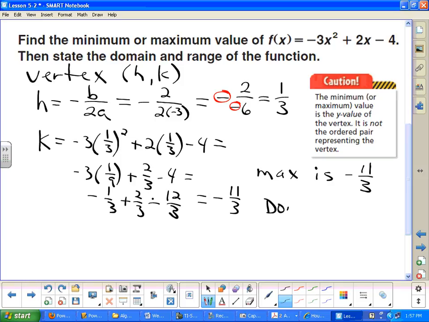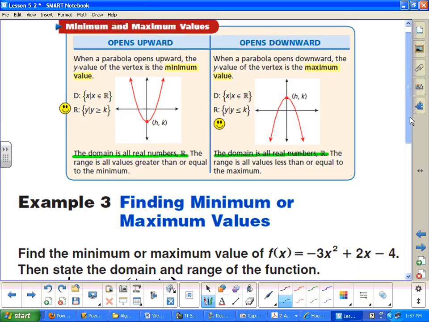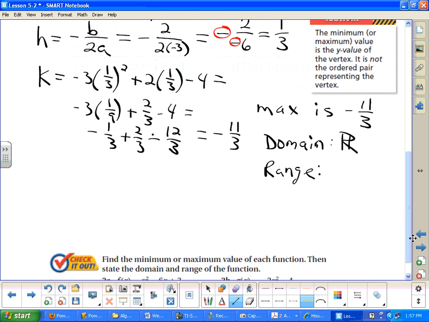The domain, it's a quadratic function, right? What do we say about quadratic functions? The domain is what? Okay, all real numbers. Okay. The range, if it has a maximum, okay, if it has a max, then the range is going to be y is less than or equal to k. So my answer then is, for the range, y is less than or equal to negative 11/3.